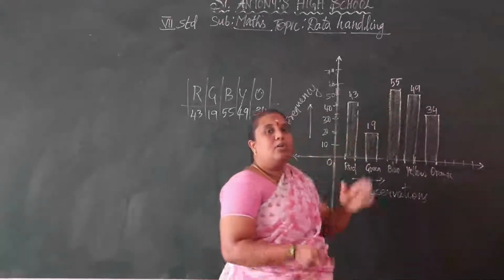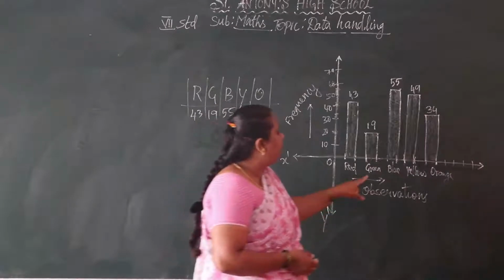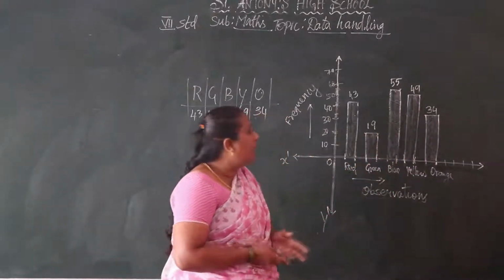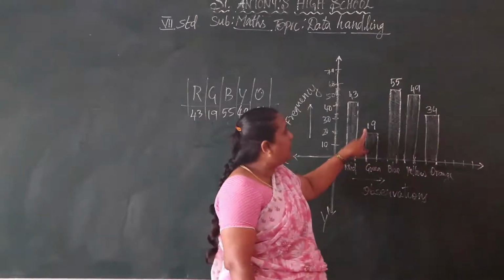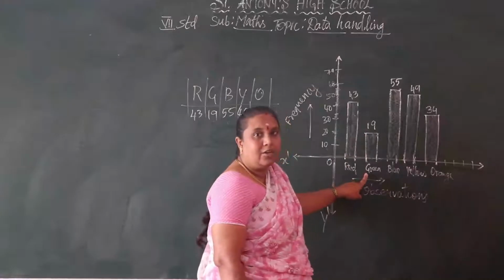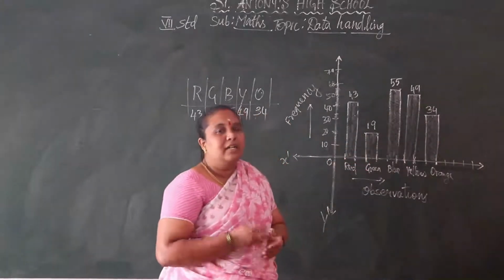Okay, so the most preferred color is blue. And what is the least preferred color? See, which is the smallest bar? Green. So green is the least preferred color.